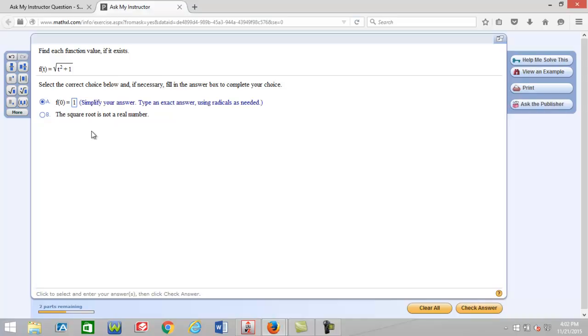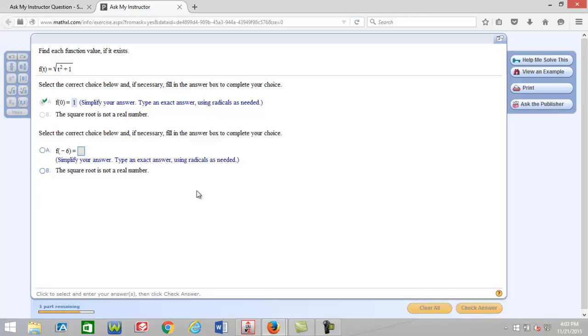So my final answer in the first part, well, actually I have one more step. The next step after that is I have to take the square root of 1, and I have to simplify my answer, which means that if I take the square root of 1, that's going to give me 1. So let's check my answer to make sure it's correct. Okay, so that was correct. Let's go to the second part.